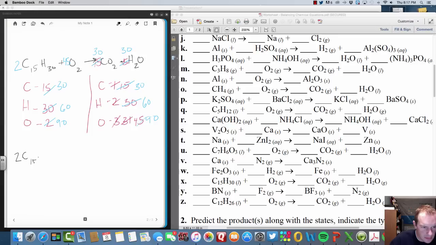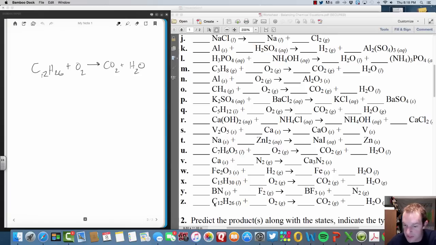2C15H30 plus 45 O2 yields 30 CO2 plus 30 H2O.